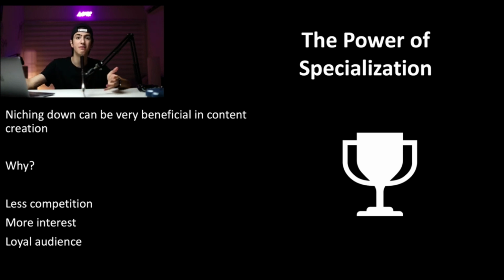Niching down, as we said, can be very, very beneficial in content creation. Why? Because when you niche down and find a new category of content to shoot, due to the fact that you're very specialized, you have less competition, obviously, because the more specialized you are, the less competition exists. People that watch your content in general have bigger interest because, again, there is less competition, and by the time they're searching for this content, they are more interested, obviously, because we're talking about a more specific niche.